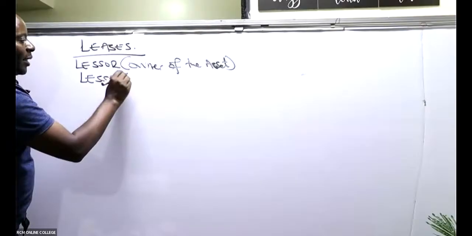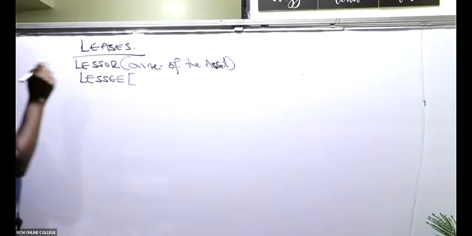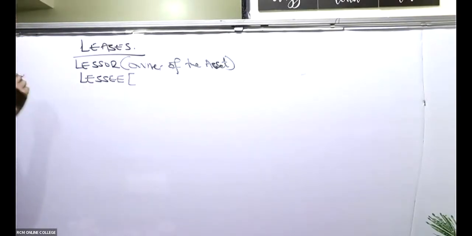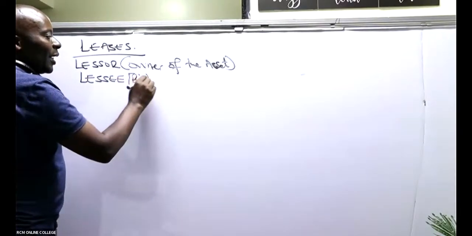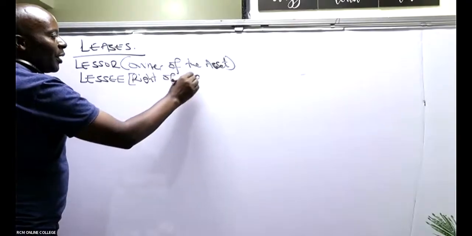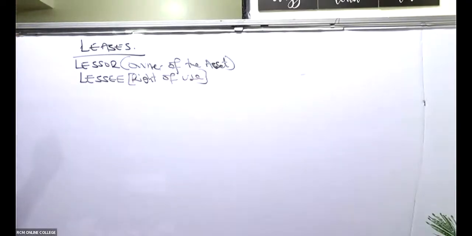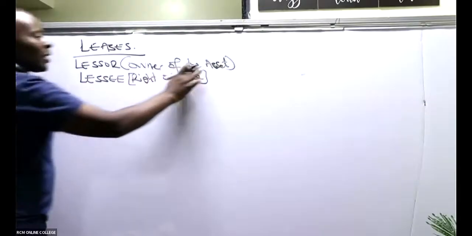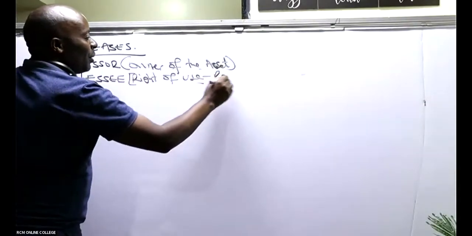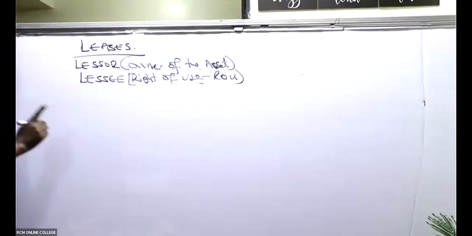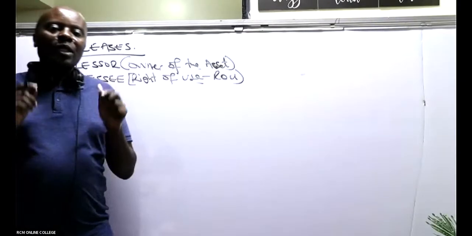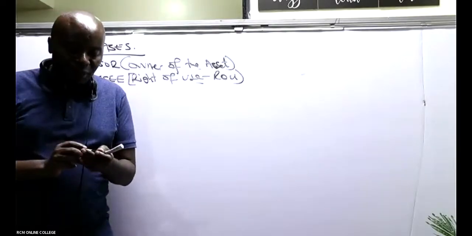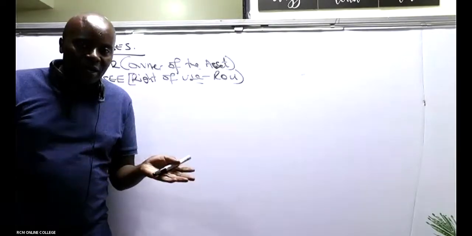The lessee. So the lessee, in this case, is the one who is going to get what we call the right of use. He doesn't own the asset, but he'll be able to get the right of use, which we shall be abbreviating as ROU, right of use. So he's given the right to use this particular asset, which he doesn't own, all right?